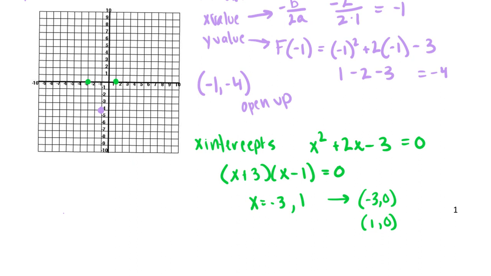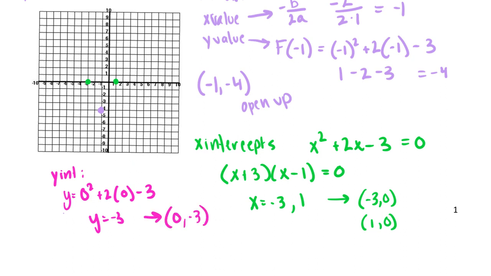Okay, the last thing we want to do is find the y-intercept. To find the y-intercept, we are going to take our function and put 0 in for our x. So we've got y equals -3. If you want to write that as a point, the x was 0 and the y is -3. So there we go.